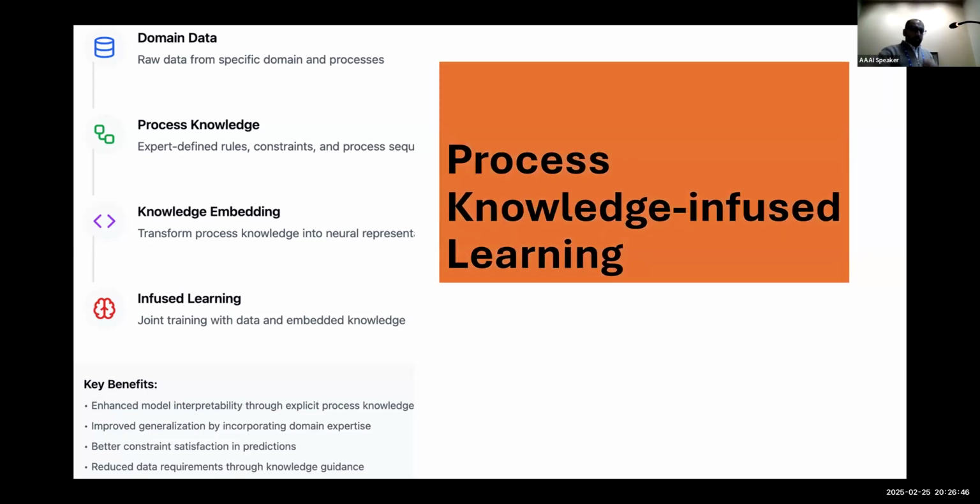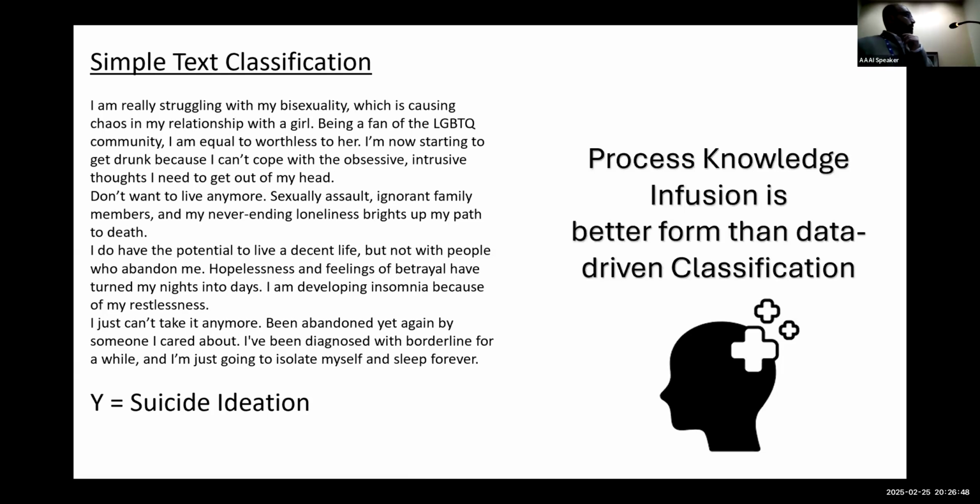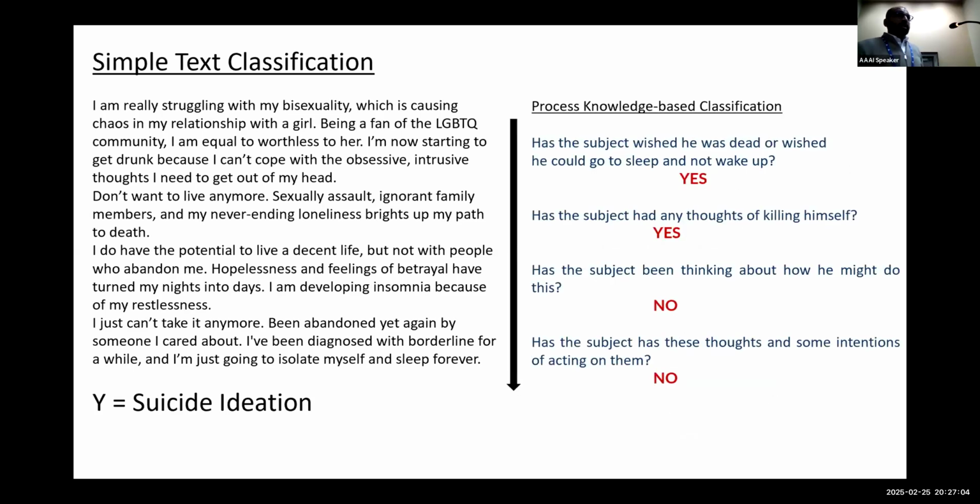Okay, so let's translate this into a simple example. Suppose there is a particular post and the subsequent label is suicidal ideation. So we are talking about the mental health scenario, and we have a particular post and we want to do this classification task. What we are doing in process knowledge infusion is, rather than just taking this input data and turning it into a classification task, we are translating it into a particular series of questions.